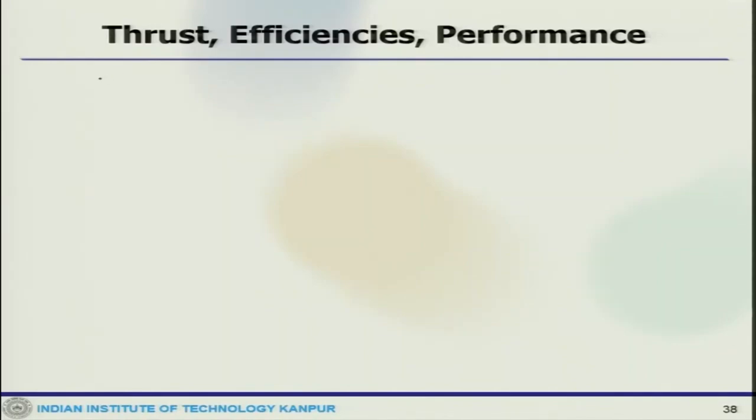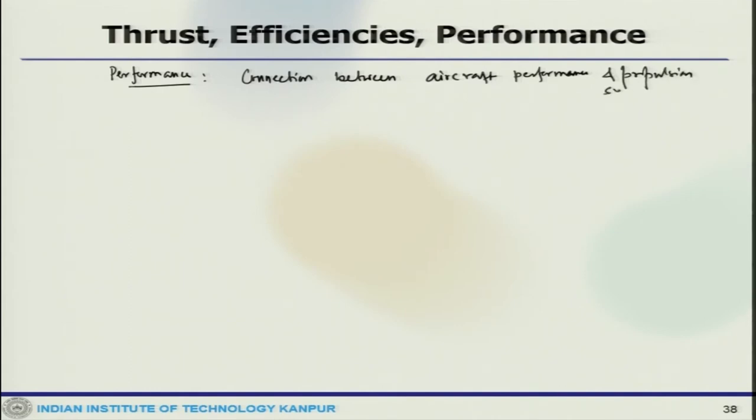So we look at this last portion. Again, this is something you can think of as performance, but it is making a connection between aircraft performance and propulsion system. What we have looked at is this quantity, but now this is the one you want to look at, so that these two are connected and one can see how they affect each other. Again we are assuming the level flight condition.